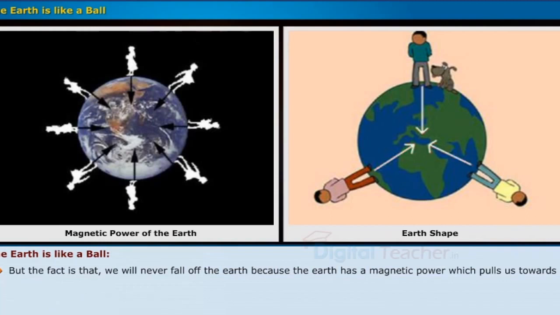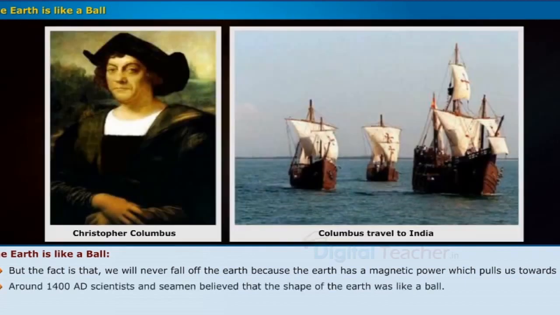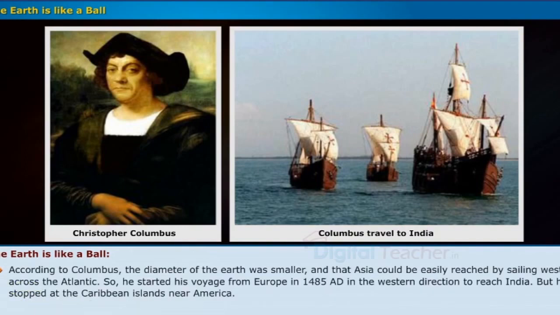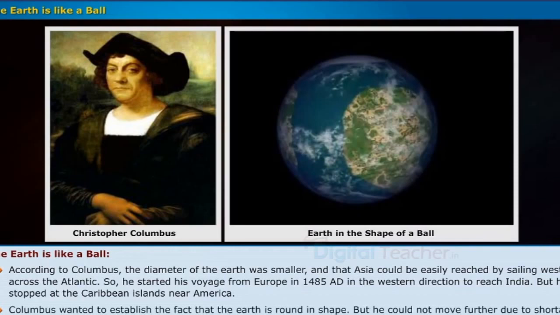Around 1400 AD, scientists and seamen believed that the shape of the Earth was like a ball. According to Columbus, the diameter of the Earth was smaller, and Asia could be easily reached by sailing west across the Atlantic. So he started his voyage from Europe in 1485 AD in the western direction to reach India. But he stopped at the Caribbean islands near America. Columbus wanted to establish the fact that the Earth is round in shape, but he could not move further due to shortage of food and fresh water.